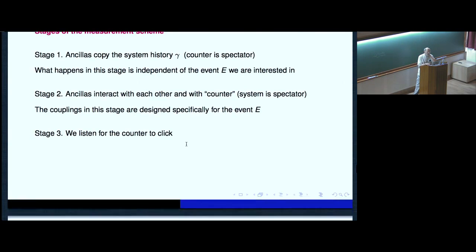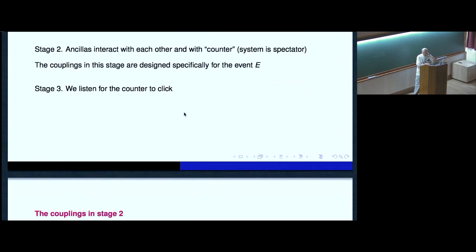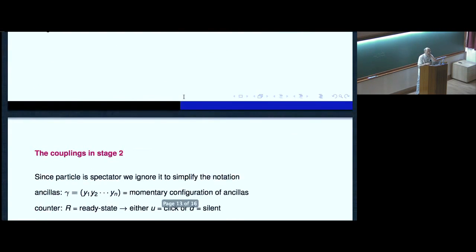And then stage 3, which is a kind of triviality, but you might want to include it for completeness, is we look to see whether the counter emerged in its upper beam or lower beam, which I've called clicking in the upper beam. So we listen for the counter to click, and then it's macroscopically completed. So you put a photon detector or something.